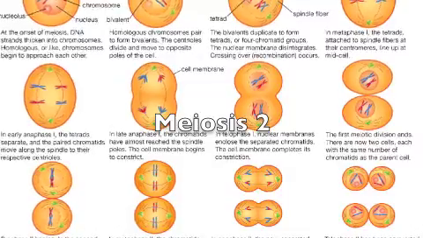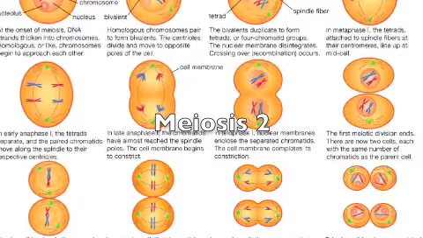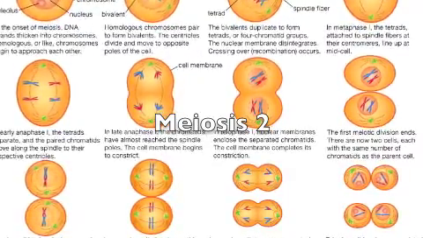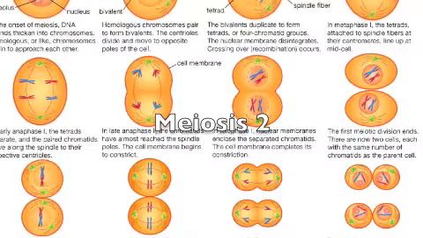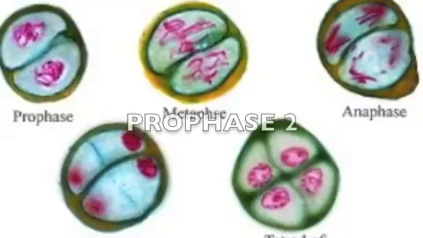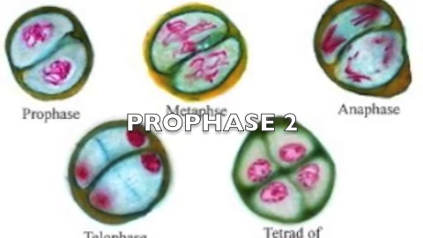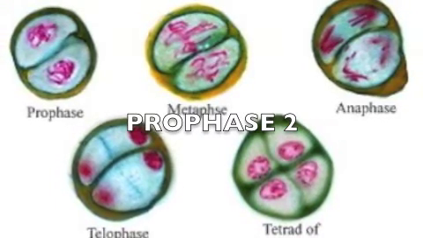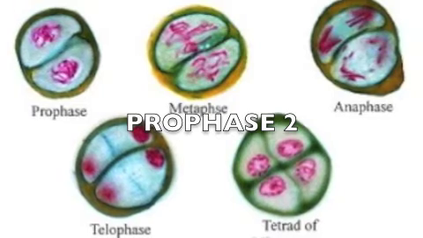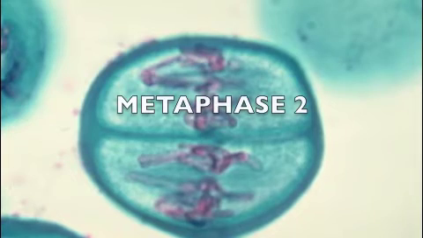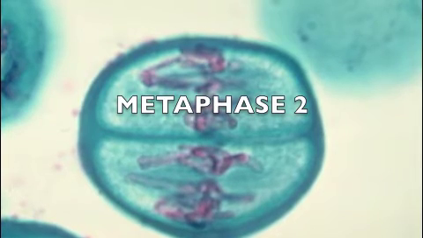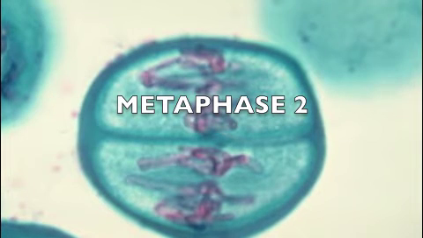Meiosis 2. The second division of a two-stage process of cell division in sexually reproducing organisms that results in cells with half the number of chromosome sets as the original cell. Prophase 2. A spindle apparatus forms. In late prophase 2, chromosomes, each still composed of two chromatids associated at the centromere, move toward the metaphase plate. Metaphase 2. The chromosomes are positioned at the metaphase plate as in mitosis.